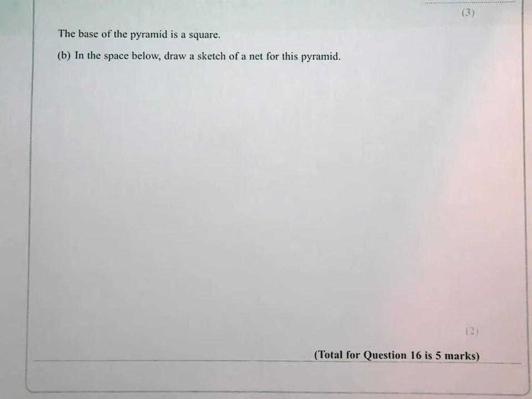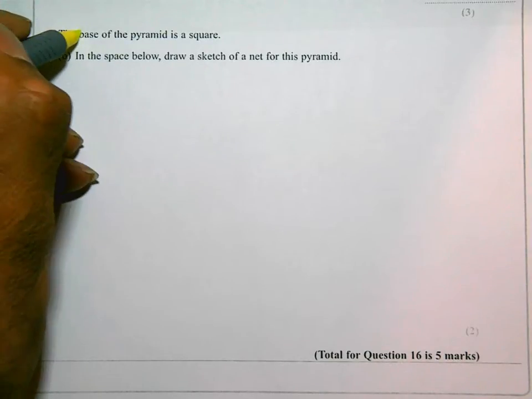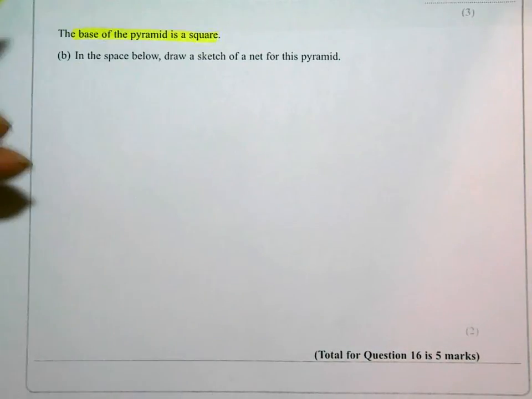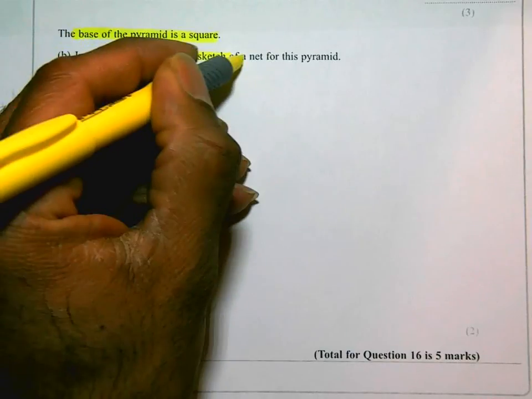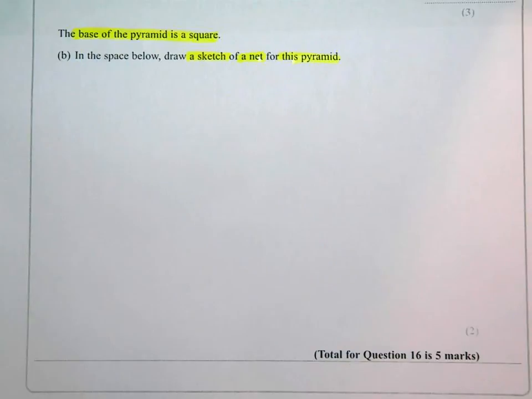Okay, part B. This question says, the base of the pyramid is a square. In the space below, draw a sketch of a net of this pyramid. Now, a net is what you get if you convert a 3D shape into 2D, if you open it out, you flatten it out as if you would flatten a cardboard box.